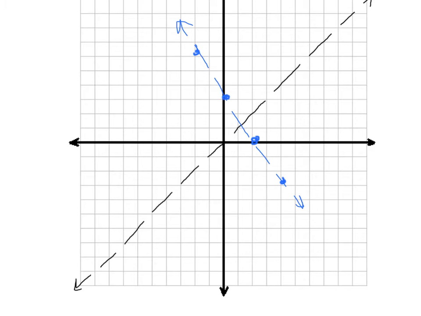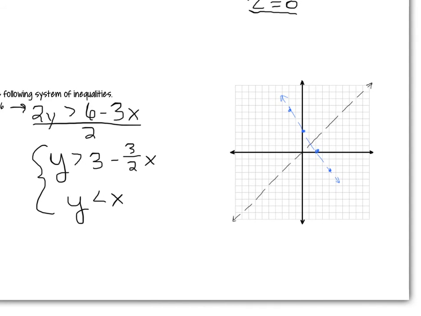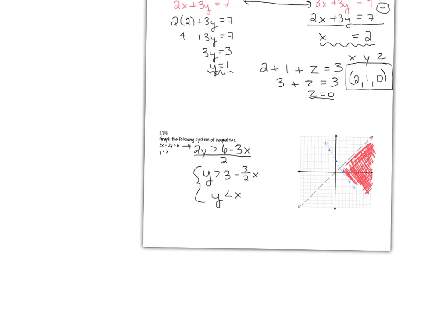So now I need to figure out where I'm going to shade, okay? Notice that y is greater than 3 minus 3/2 x. So I'm going to shade above my blue line, okay? But y is less than x. So that means I'm going to shade below my black line, which is why I'm getting my shaded region right here where it's red, okay? I am below the black line and above the blue line. All right, so now we're going to get into our linear programming problem on the next page.